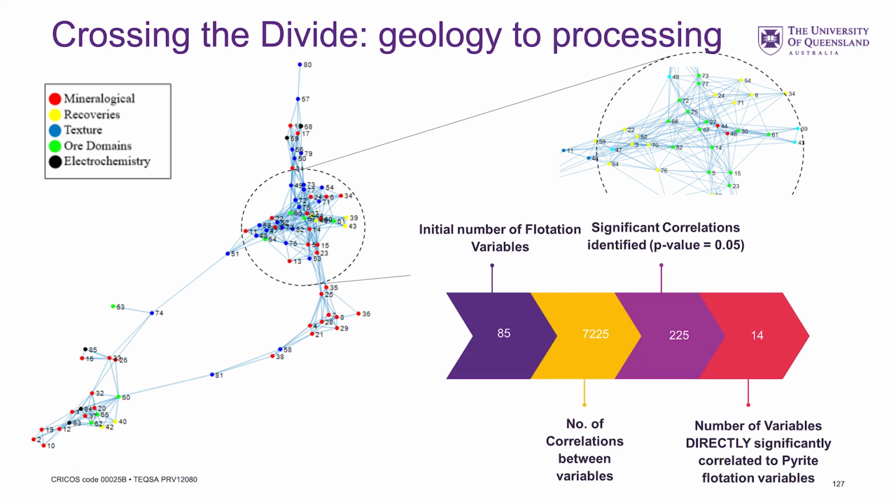Now, the point of this is that although these are interim results, identifying these 14 variables helps to plan future experiments to optimize pyrite flotation, opening up new possibilities for sustainably sourcing sulfuric acid.